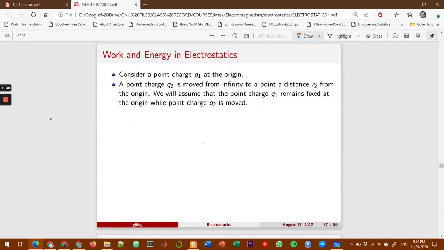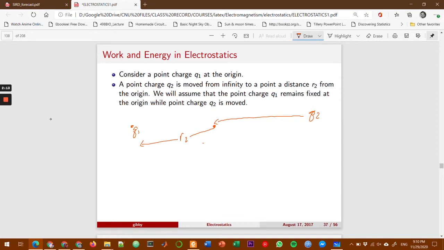Let's say you have your point Q1 here, and then there's this point charge Q2 at a certain distance, in this case a distance R2. So this is where your charge Q2 is located originally, and then it is moved to a distance R2.